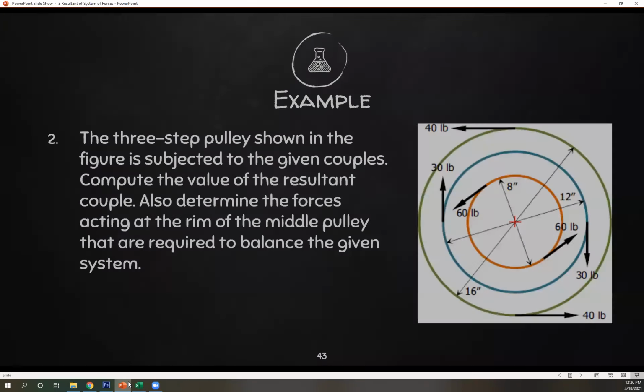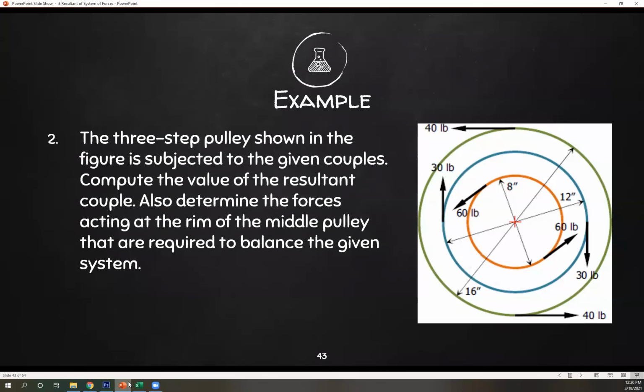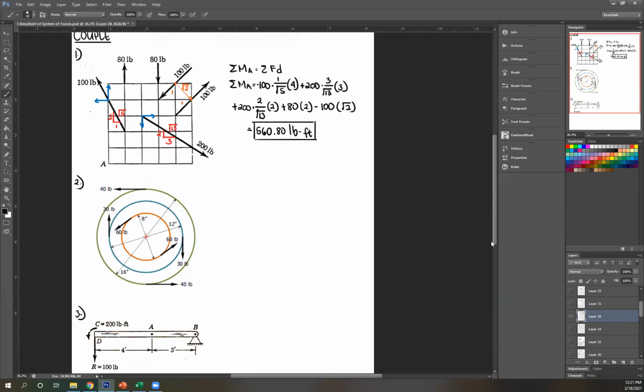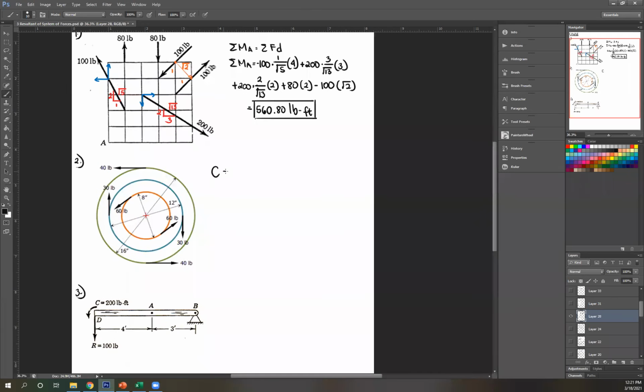Next, let's move on to number two. So the three-step pulley shown in the figure is subjected to the given couples. Compute the value of the resultant couple. Also determine the forces acting at the rim of the middle pulley that are required to balance the system. Okay. So just resultant couple. So that's just your summation of C.